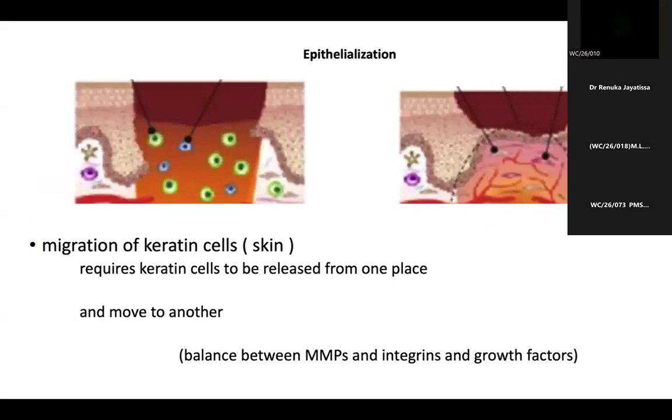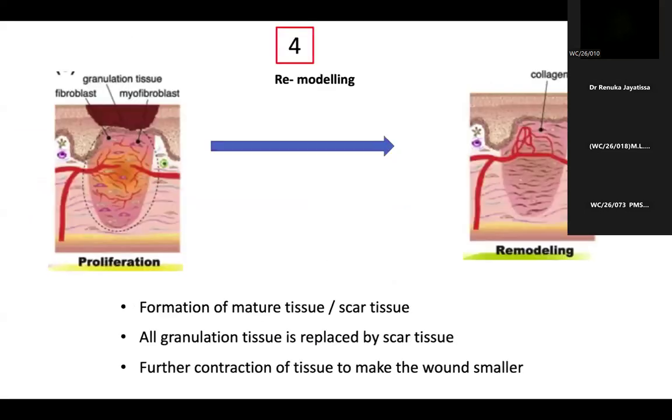At the end of the whole thing, there's epithelialization and there's remodeling. Remember, a scar will take some time to become mature. Only once it becomes mature will it have some tensile strength to withstand pressure and friction. So a new scar can always easily break down if you don't look after it carefully.